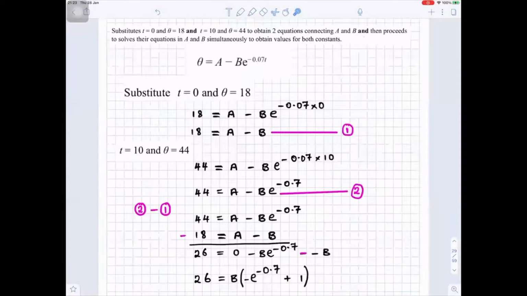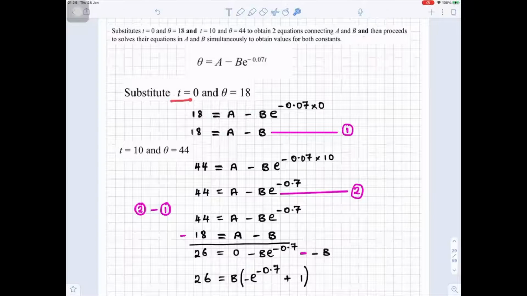So we want to substitute t equals 0 and theta equals 18, and t equals 10 and theta equals 44 to obtain 2 equations connecting a and b, and then proceed to solve these equations in a and b simultaneously to get values for both constants.